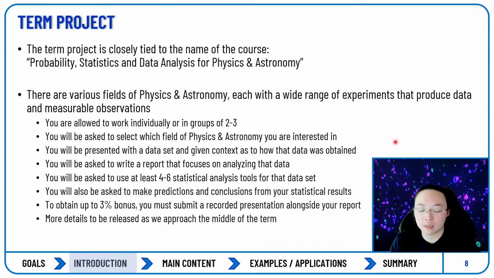So during the term, around the middle of the term, I'll be releasing a folder on Learn called Project, and you'll be given access to many different types of data sets from different fields of physics and astronomy, whether it be quantum physics, astrophysics, biophysics, physics education research, and additional types of data sets. Within each one, you'll have an overview of how that data was collected, as well as the data that was collected, as well as any references that will help with the report.